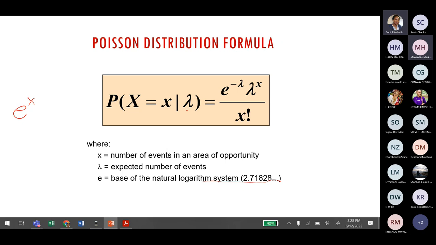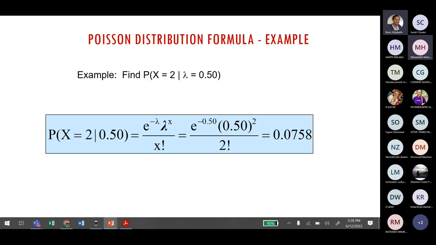How do we then calculate this? Whether we're going to use the table or not, you need to be able to calculate or at least substitute the values into the formula and do some calculations. So find the probability that X is equal to 2, given that your number of events, or your mean, or your expected value is 0.5.